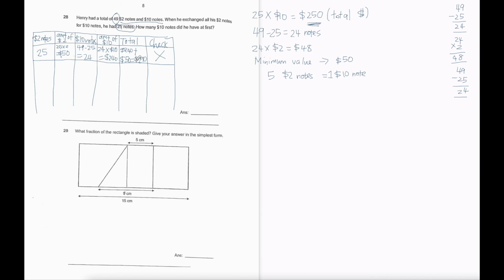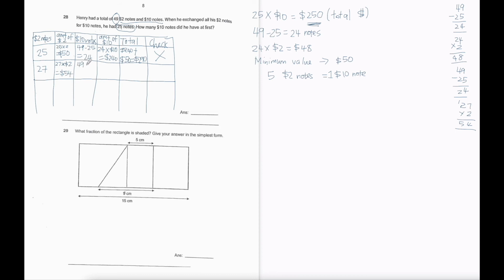So it's wrong. We have to go lower. Our total has to go lower, so the amount of $10 notes has to drop. It cannot be 24 anymore; it has to be less than 24. So my number of $2 notes has to go up. The next one I'm going to try is 27. Let's see if 27 works. Same thing, take 27 times $2. We get 54.